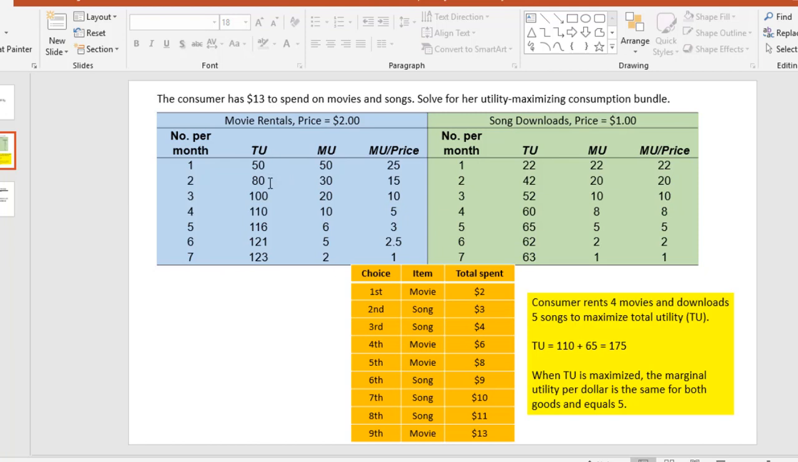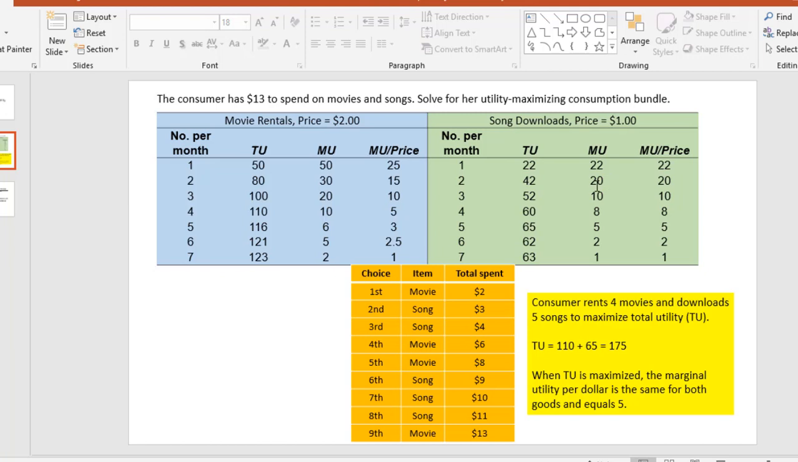So when we go from 1 to 2 movies, for example, total utility goes from 50 to 80, or a 30 unit increase. And when we go from 2 movie rentals to 3 movie rentals, total utility goes up by 20, and that's the marginal utility of the third movie rental, 20. And in this last column, we take the marginal utility and divide it by the price, which is given up here, $2. So 50 divided by 2 is 25. 30 divided by the price of movie rentals is 15. 20 divided by 2 is 10, and so on.